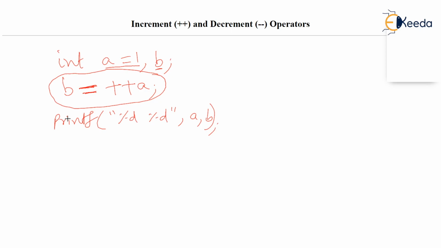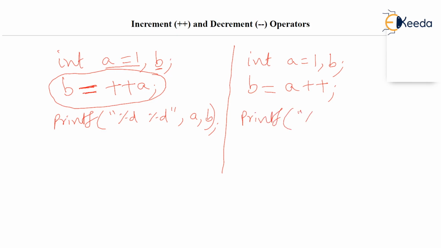I will write another code just beside this. But you will see that both codes are almost the same. There is only a minute difference between the two codes. Just check. I'm simply pasting the same code over here, but there is only one difference. You can see in this code b should become plus plus a is written, and in this code b should become a plus plus is written.